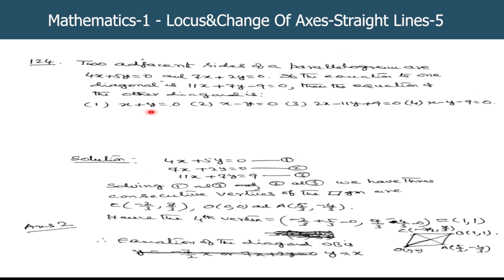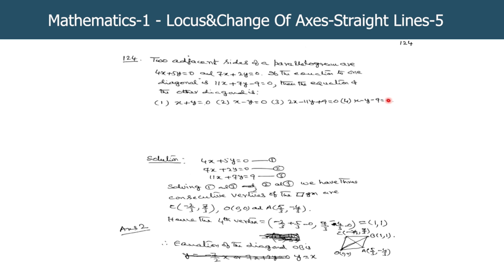Question 124. The adjacent sides of a parallelogram are 4x plus 5y is equal to 0 and 7x plus 2y is equal to 0. That means those two adjacent sides pass through the origin. If the equation of one diagonal is 11x plus 7y minus 9 equal to 0, then the equation of the other diagonal is: 1) x plus y is equal to 0, 2) 2x minus y is equal to 0, 3) 2x minus 11y plus 9 equal to 0, and 4) x minus y minus 9 is equal to 0.